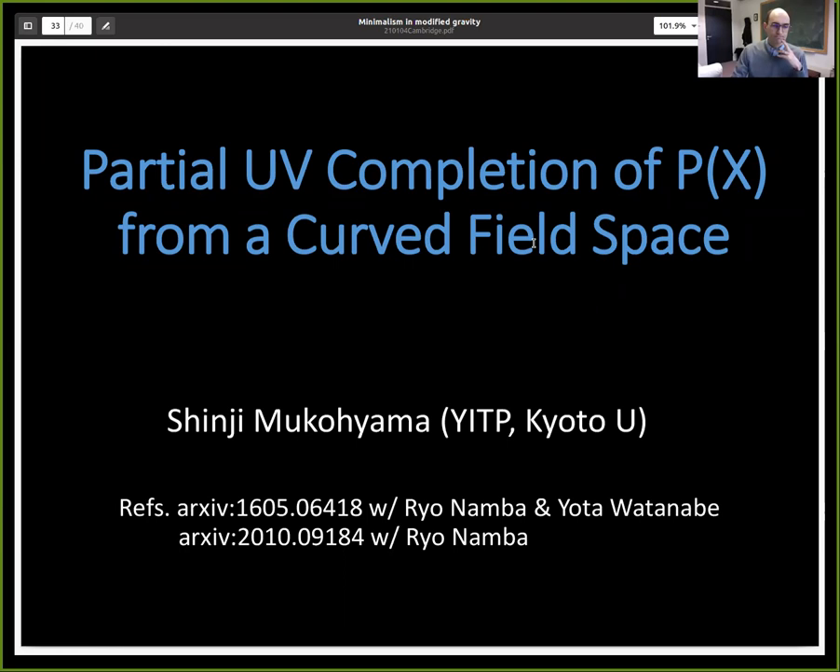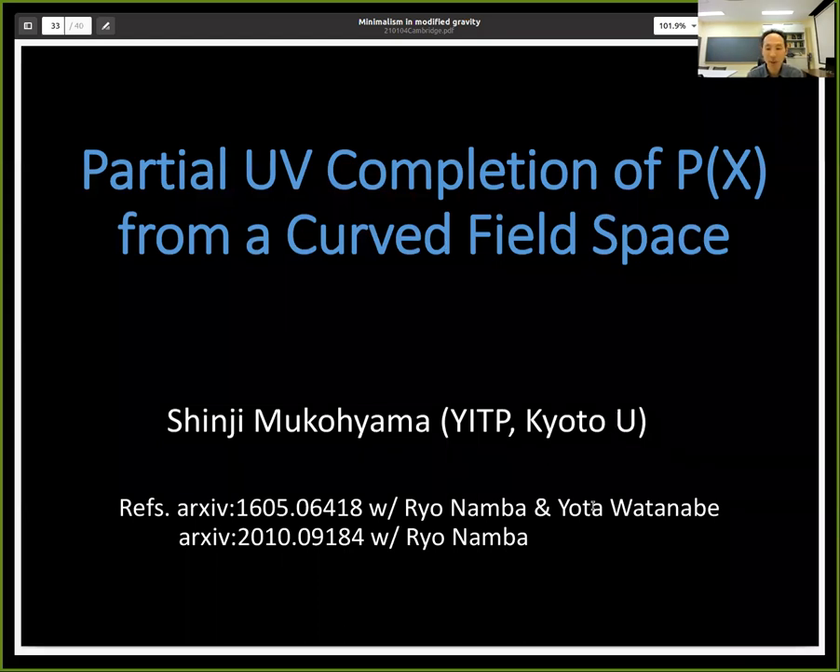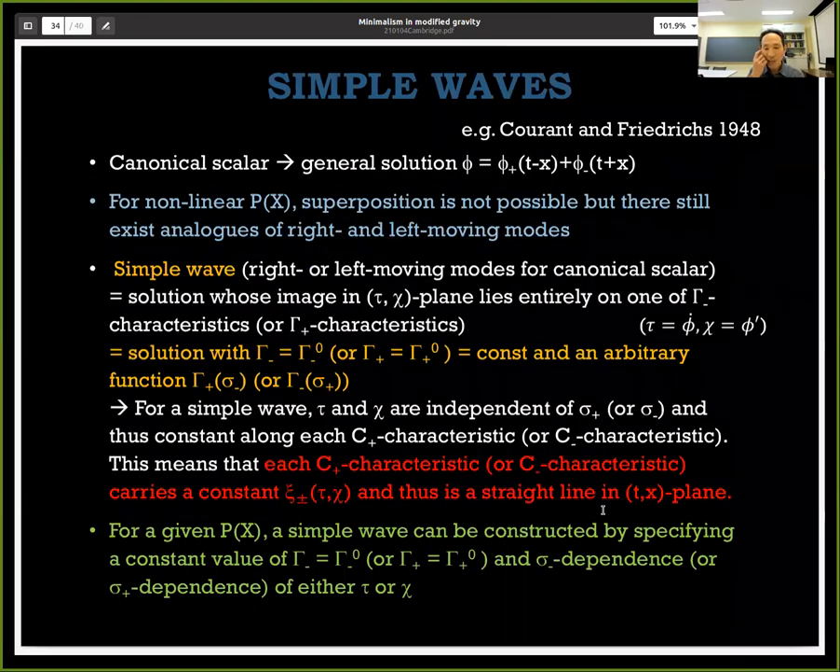So I'd like to talk about this partial UV completion of P of X from curved field space, based on my recent work with Reiko. And this is actually a kind of update on my old work with Reiko and Yota. So naturally, some slides overlap with my older slides on my previous work.